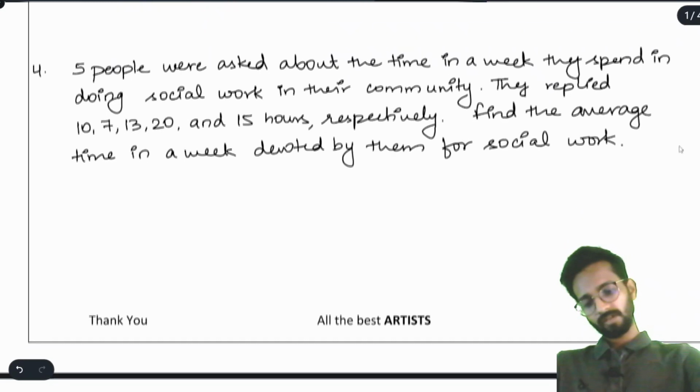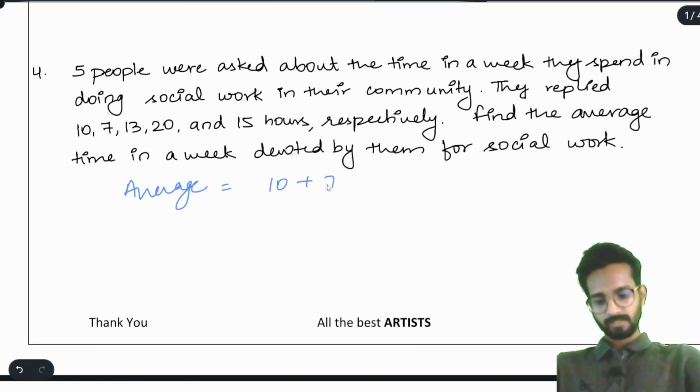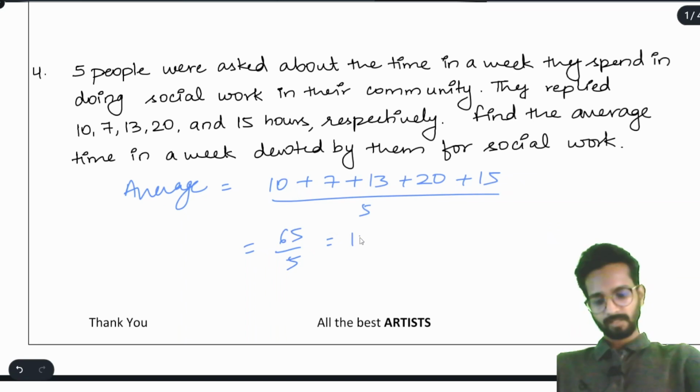Okay. Now, 5 people were asked about the time in a week they spend in doing social work in their community. They replied 10, 7, 13, 20 and 15 hours respectively. Find the average time in a week devoted by them for the social work. See, very simple. We have to find the average. Average time is 10 plus 7 plus 13 plus 20 plus 15. How many people are there? 5. So you can say 10 and 20, 30, 50, 65 by 5. It is nothing but 13. So you can say average time given is 13 hours.